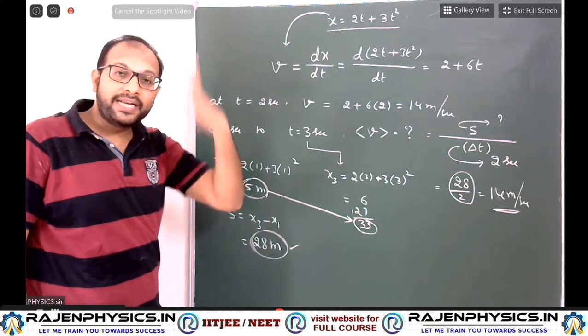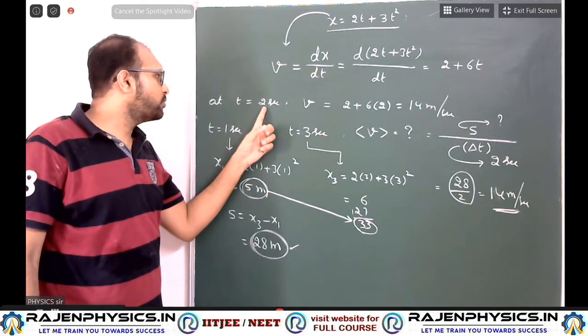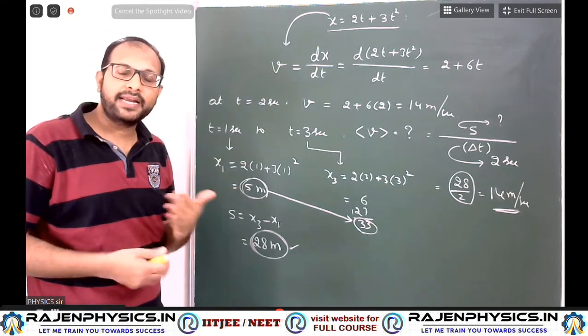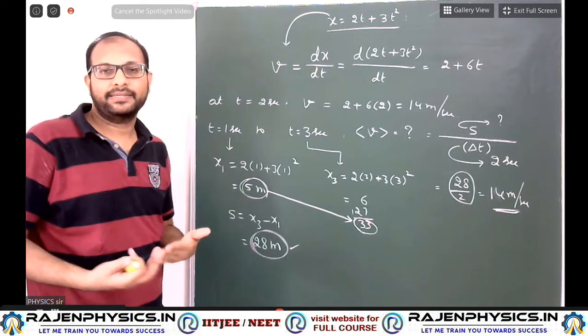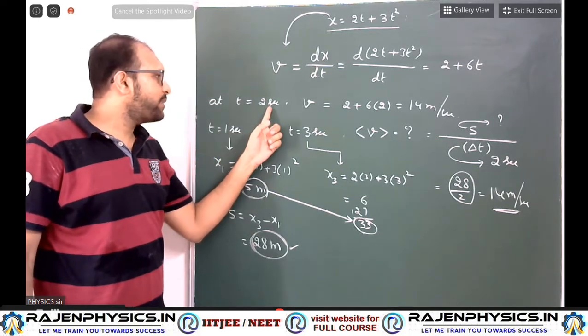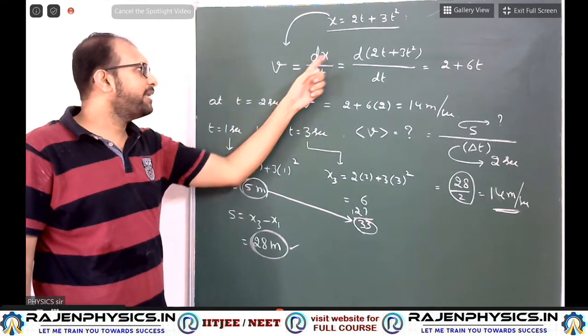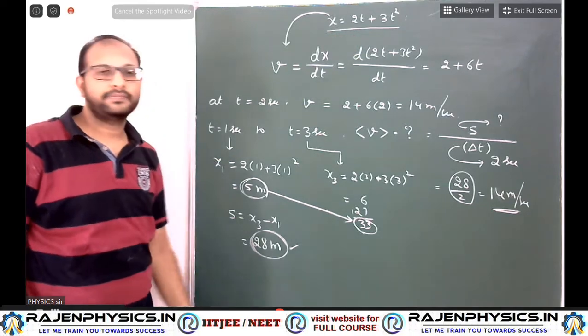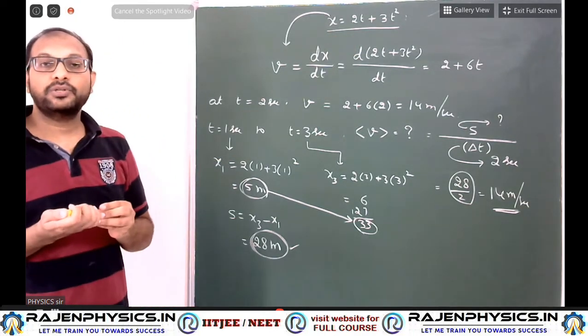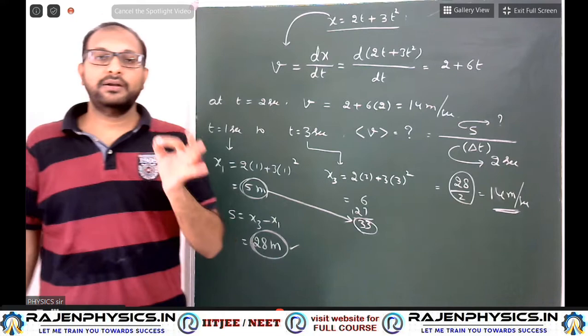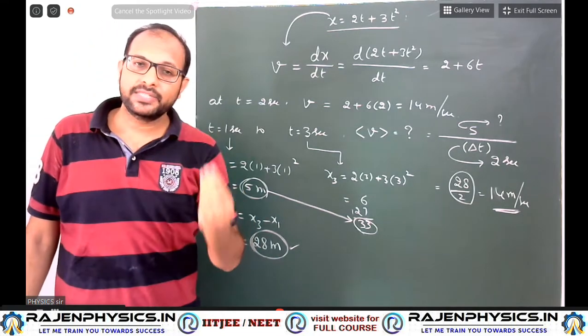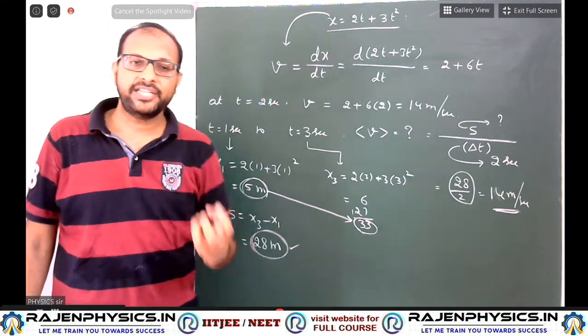But at a particular instant, t equal to 2 seconds, or maybe t equal to 1 second, or t equal to 3 seconds, anything, the instantaneous velocity we can find from the derivative of this position. So this is on velocity: instantaneous velocity and average velocity.